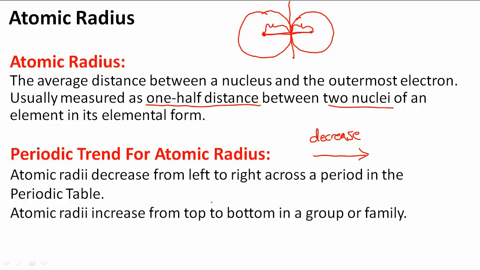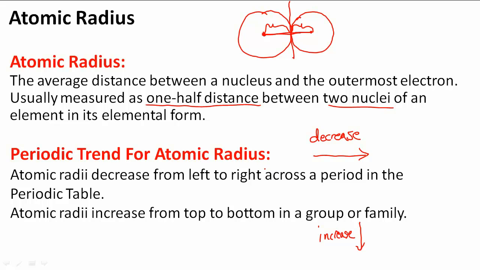Atomic radii increase, though, from top to bottom. So as you go from top to bottom, it increases because now you're adding more energy levels and more orbitals. So as you move up energy levels, the atomic radius gets further away because even though you have more protons, it's not necessarily enough to attract them closer to you because you are moving up energy levels.